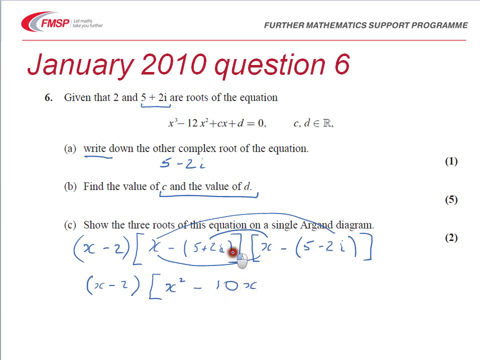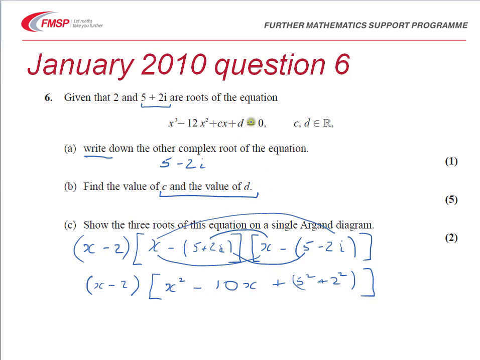Finally, the last part of the multiplication is the two complex roots there multiplied together, and because they're conjugates, you're always going to get the a squared plus b squared. In this particular case, we've got plus 5 squared plus 2 squared. That then needs to be multiplied out to give you the cubic.